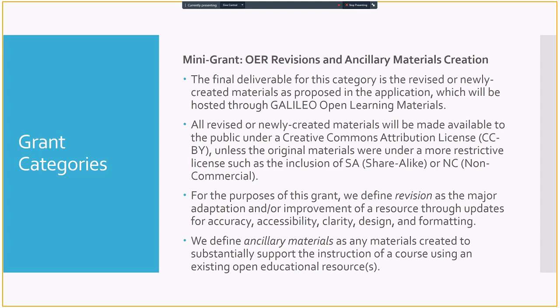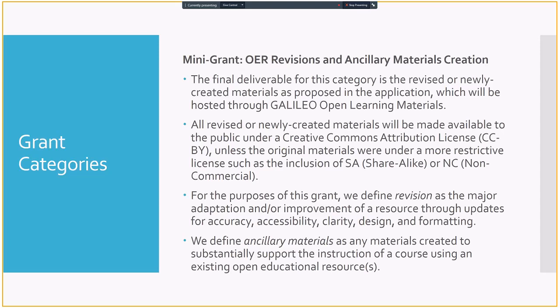And when it comes to revision, this isn't just fixing a few spelling errors or updating a few dates, adding a little bit of news into a political science open textbook. This is a major adaptation, a major improvement. So yes, accuracy, but we're also looking for accessibility revisions, for clarity. Maybe you're creating new multimedia to make things more clear to students. Maybe a design overhaul. Maybe you've got this one Word document and it's kind of all over the place and you'd really like to bring it in and make it its own big open textbook. That could be a really good project for an OER revisions and ancillary materials grant.